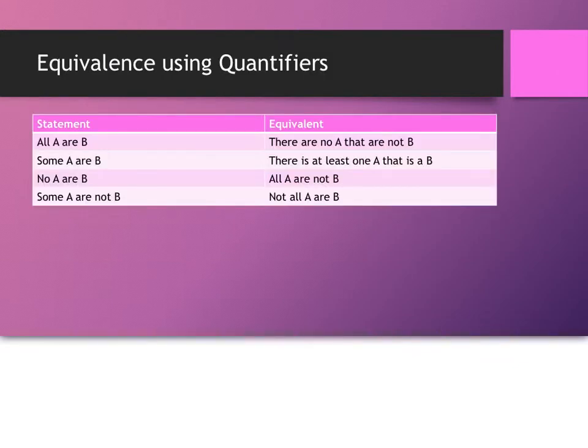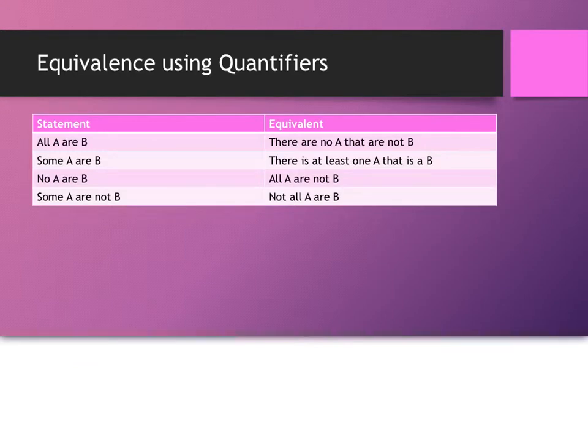Now I said we're going to look at negating stuff, but the other thing that we're going to look at a lot in this chapter is equivalence. And so we're going to start out looking at equivalence. Obviously, two statements are equivalent if they mean the same thing. So if we're using quantifiers, let's just call things A and B: all A are B. The equivalent to that is saying that there are no A that are not B.